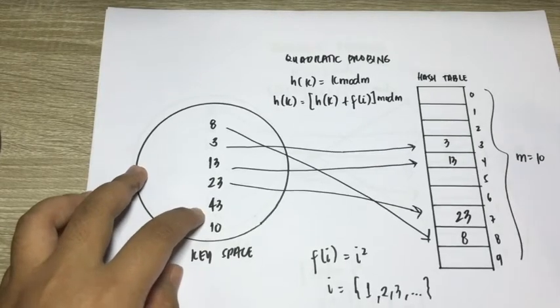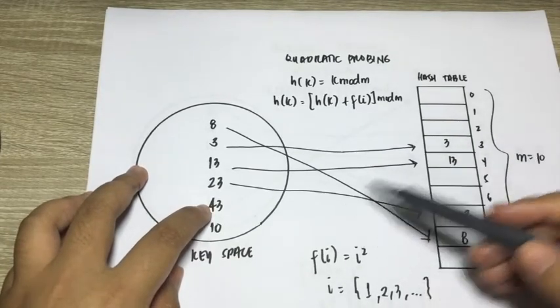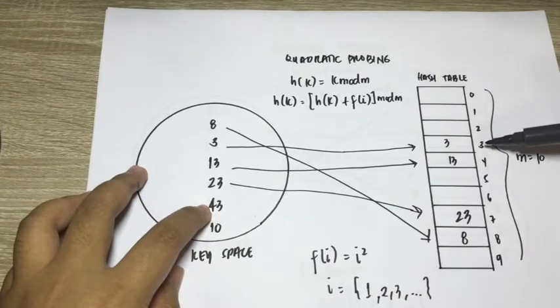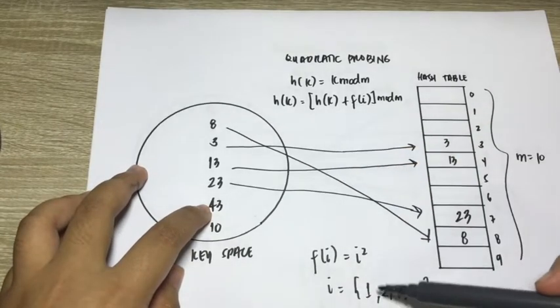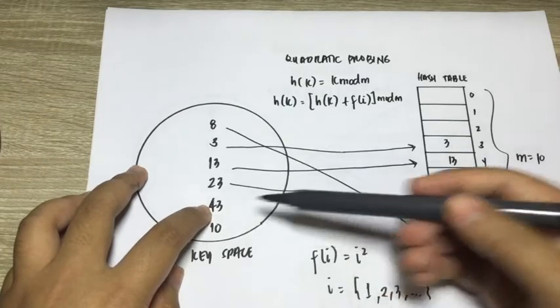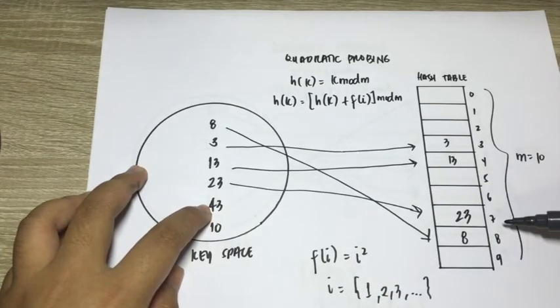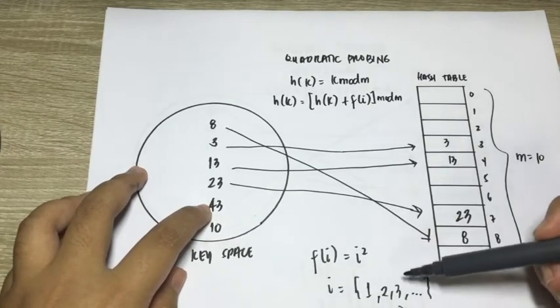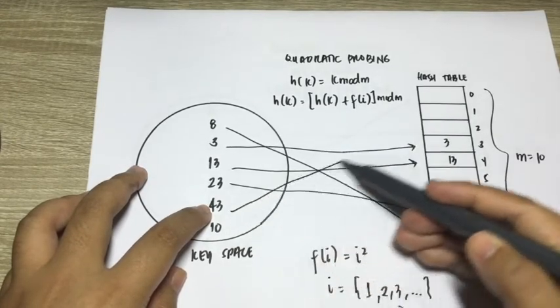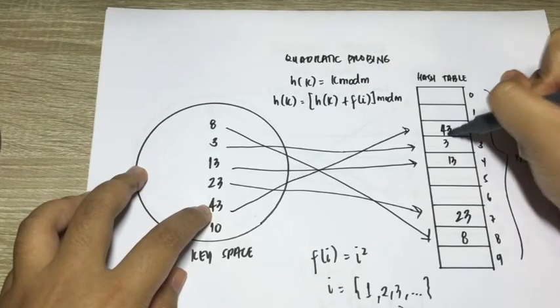Next, for 43, we're going to arrive at memory location 3. So 43 modulo 10, that is 3. However, 3 is already occupied. 43 plus 1 squared, that is 44. Again, memory location number 4 is already occupied. Next, 43 plus 2 squared, that is 47. However, memory location 7 is already occupied. So we're going to move to the next available i, which is 3. So 43 plus 3 squared, that is 9. 43 plus 9, you will have 52. And 52 modulo 10 is 2. So meaning to say, 43 will be stored at memory location 2.